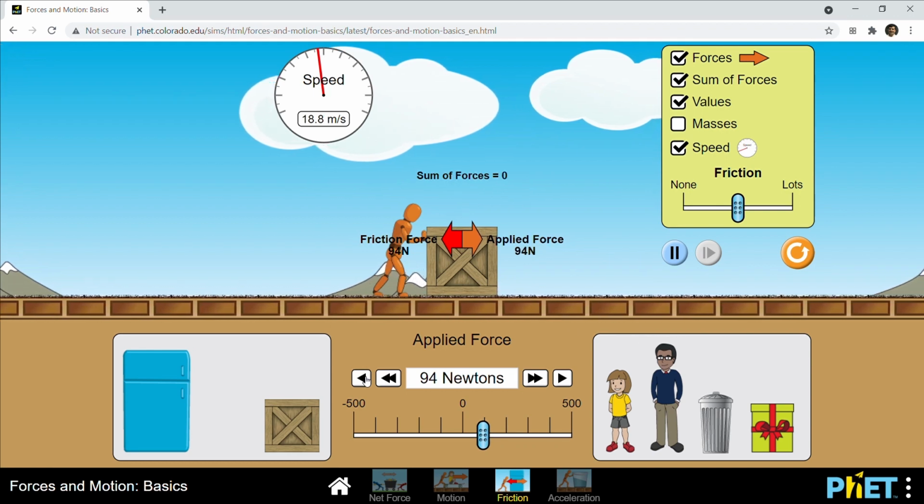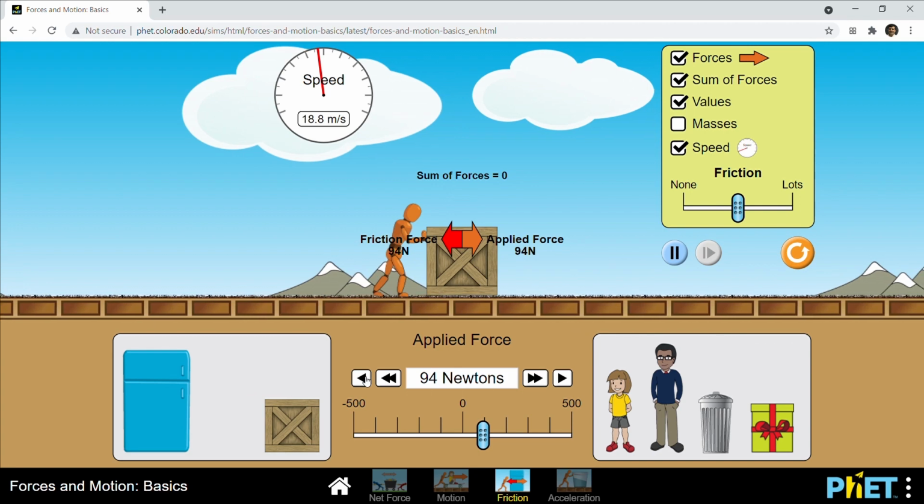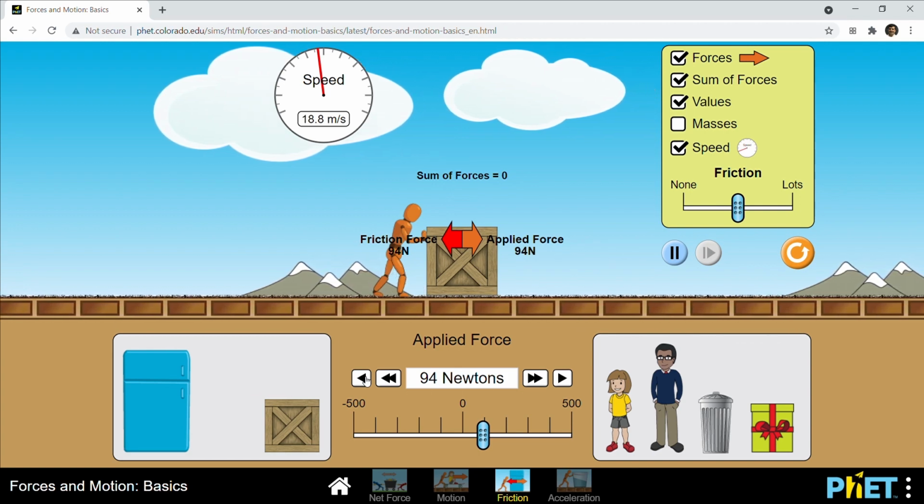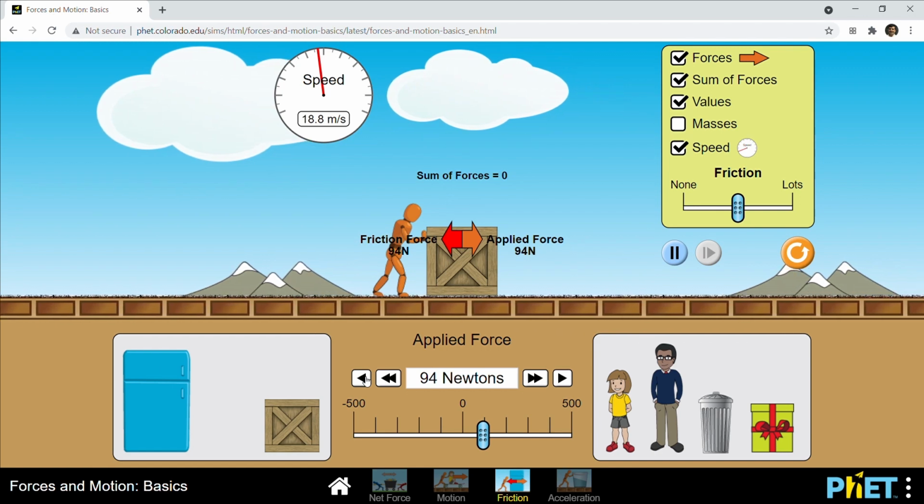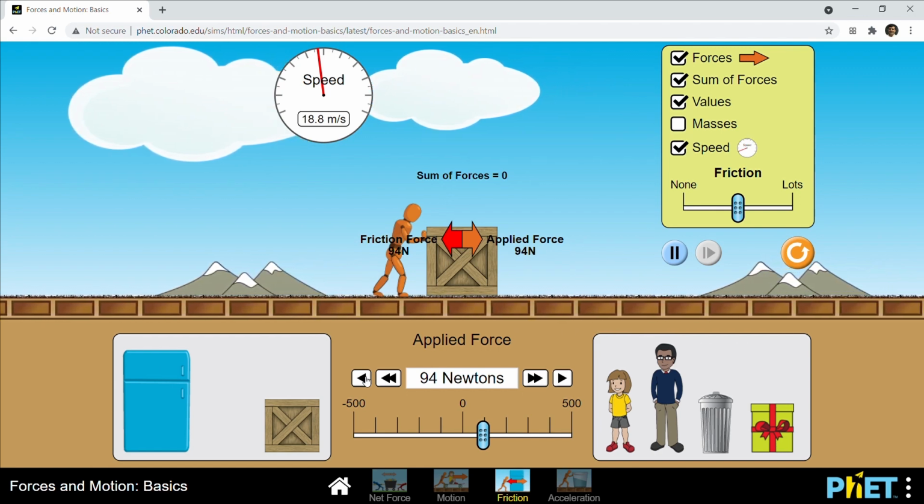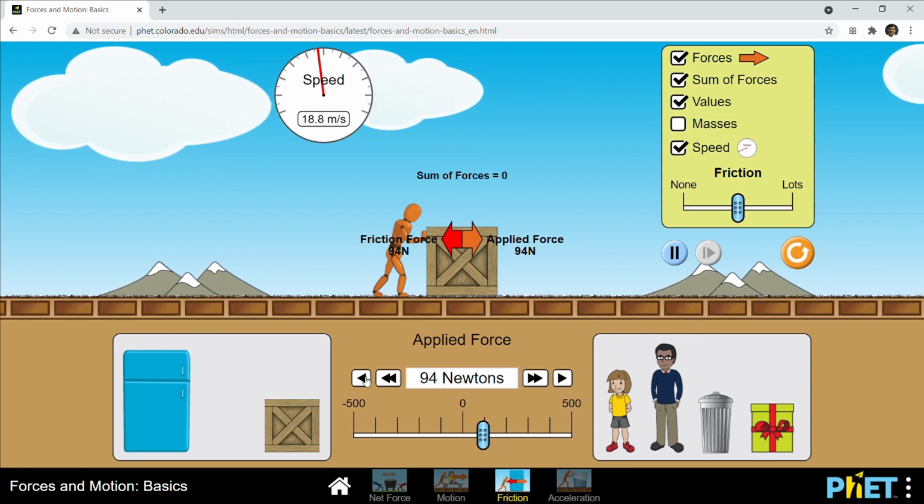Okay, so we have a friction force of 94 newtons and an applied force of 94 newtons. Therefore, we are back in equilibrium. But it's not static equilibrium because the box isn't at rest. Now the box is moving, but it's moving at constant speed.